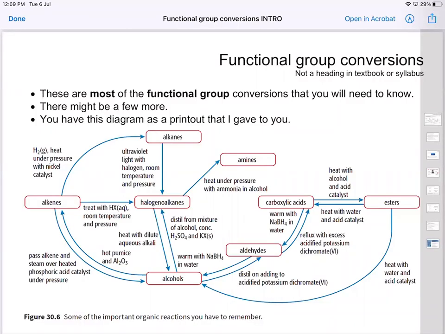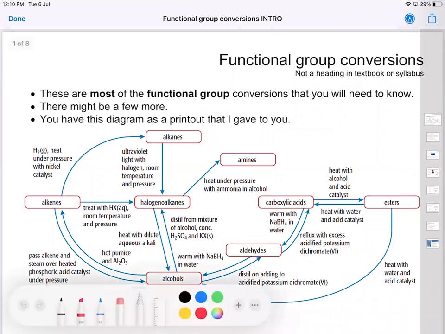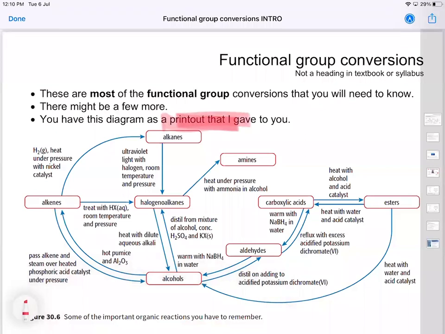Okay, so these are the most important functional groups you need to know and the conversions, and there might be a few more, meaning this diagram is not complete. And you guys have this diagram as a printout. So I did give this to you. I gave it to you in class.